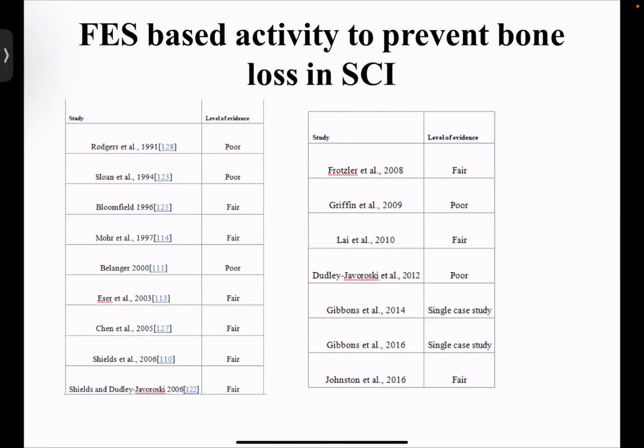Now, this is FES-based activity to prevent bone loss in spinal cord injury. FES means functional electrical stimulation based either standing or rowing. These are the activities to prevent bone loss. These studies showed either poor evidence or fair evidence to prevent bone loss in spinal cord injury patients.